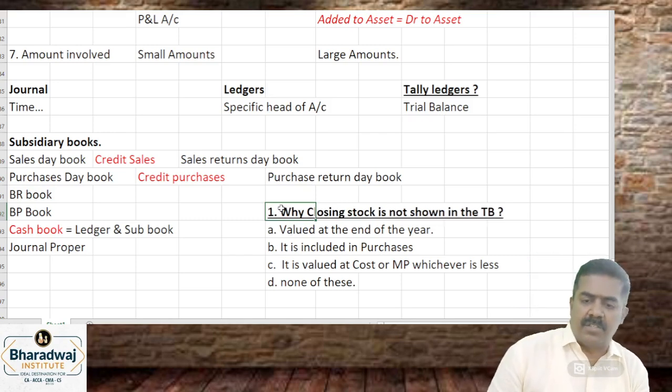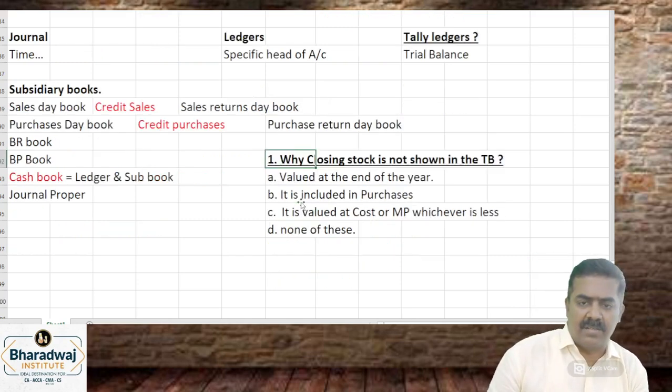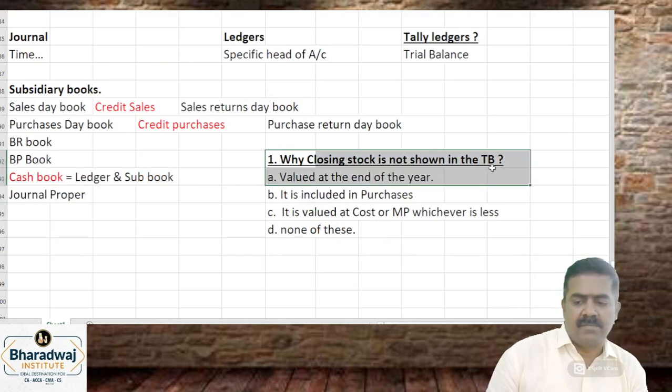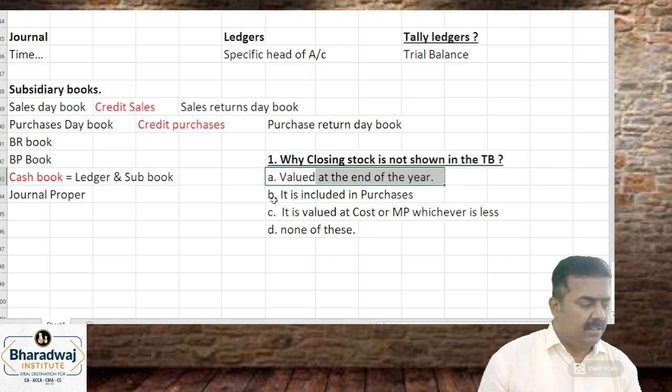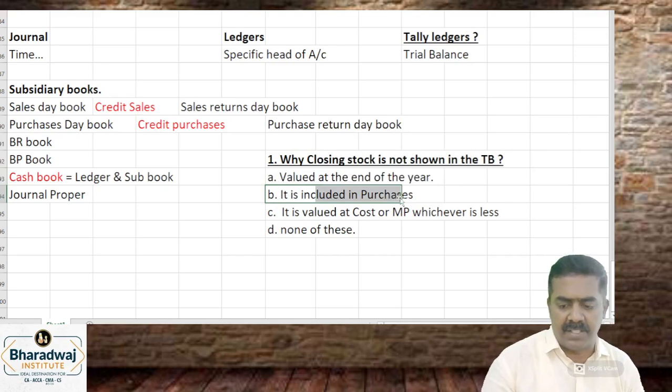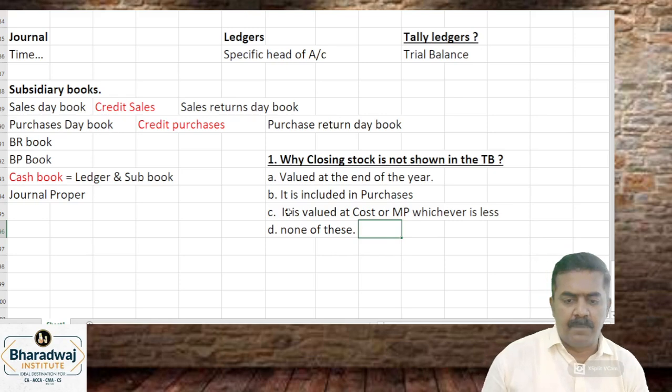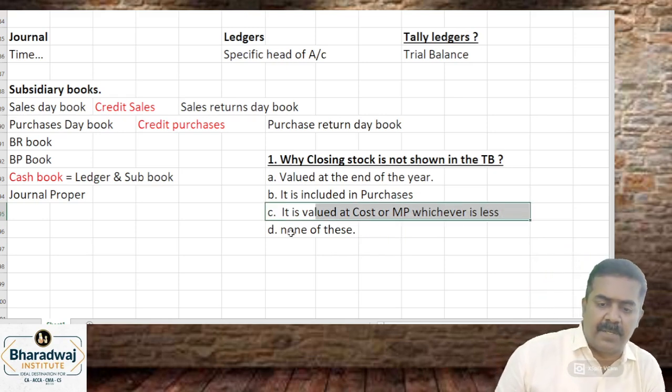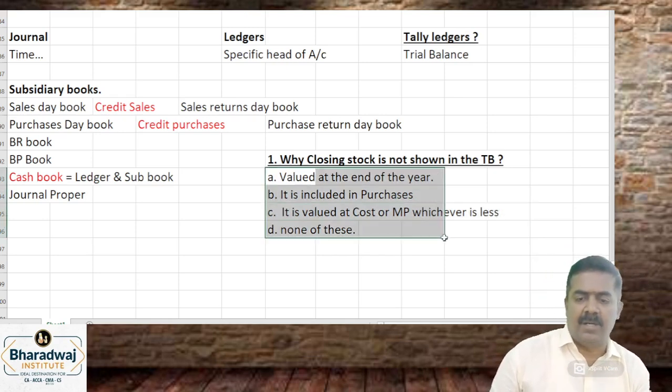Why is closing stock not shown in the trial balance? Options: It is valued at the end of the year. It is included in purchases. It is valued at cost or market price, whichever is less. None of these. Work out the options.